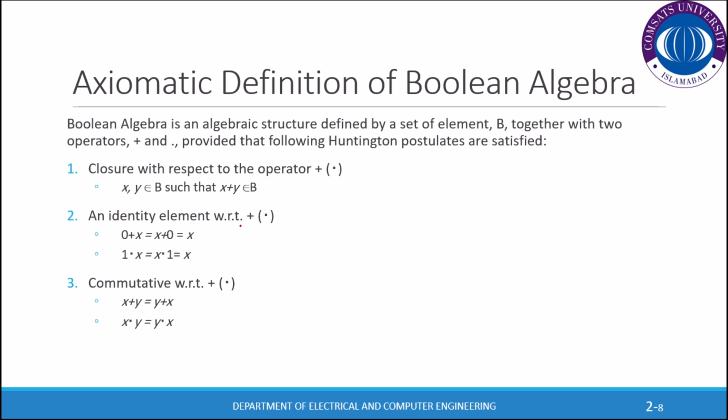Then comes the identity element with respect to plus and dot. Again, this plus is not the same as arithmetical plus, but if we apply the operator plus on 0 and any element of B, it will give us that element back again. And for dot, the identity element is 1. Commutative with respect to plus and dot means that for both these operations, the order of the elements doesn't make any difference.